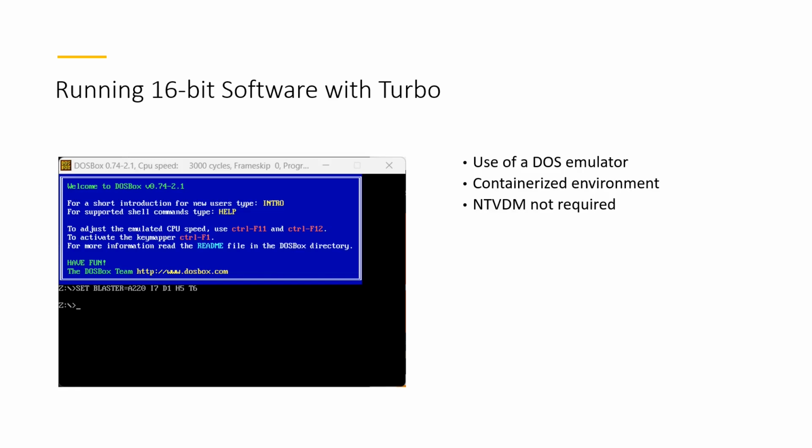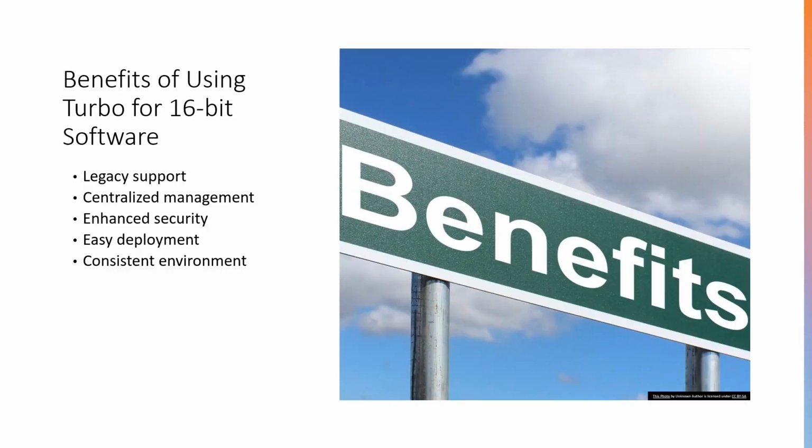One of the standout features of this solution is that it eliminates the need to enable the Windows NT Virtual DOS Machine feature, a functionality traditionally required to run 16-bit apps on newer versions of Windows. Bypassing the need for NTVDM not only streamlines the process, but also enhances the security and efficiency of running these legacy applications. So what are the benefits of running 16-bit software in Turbo?